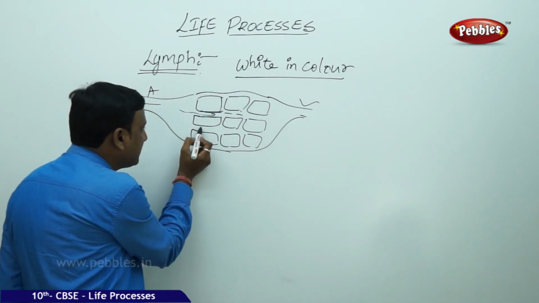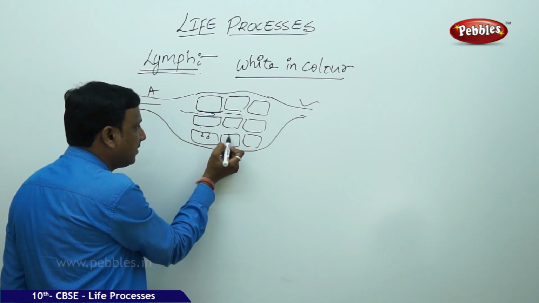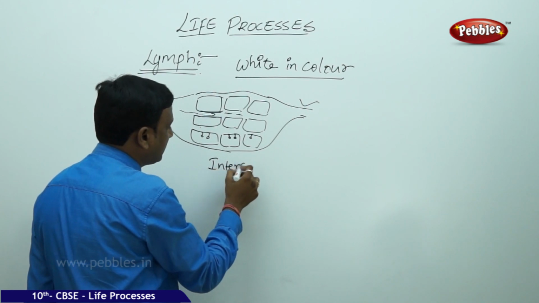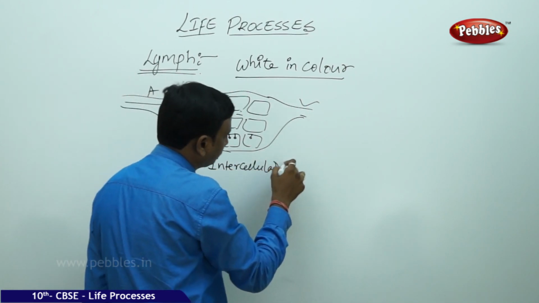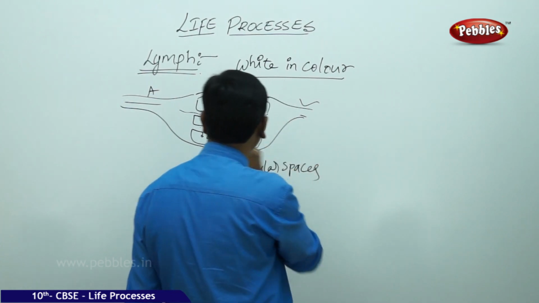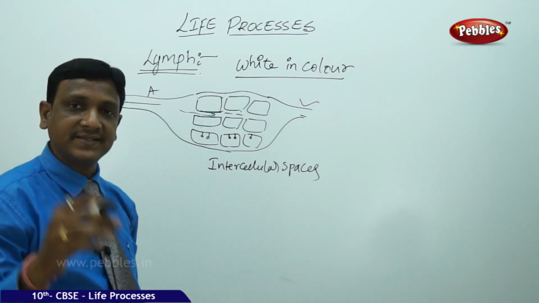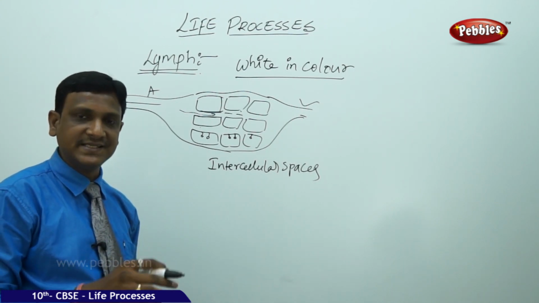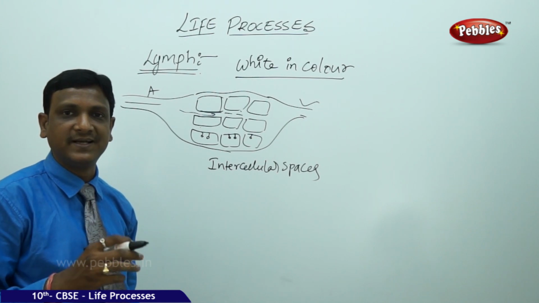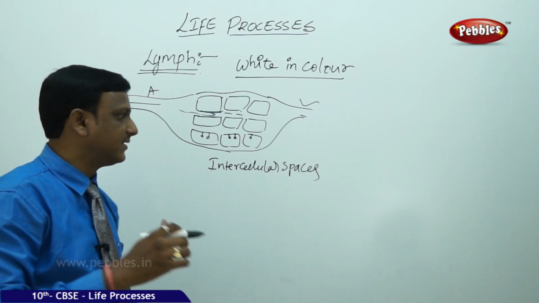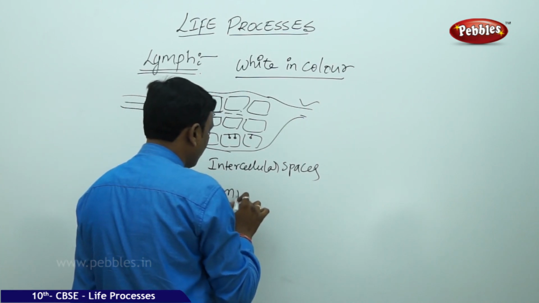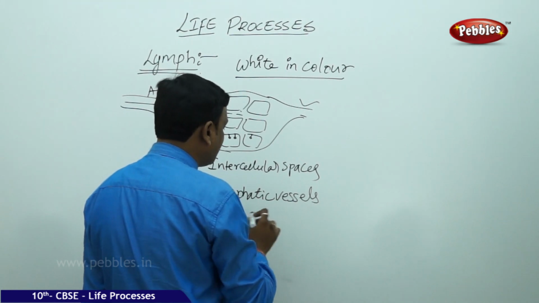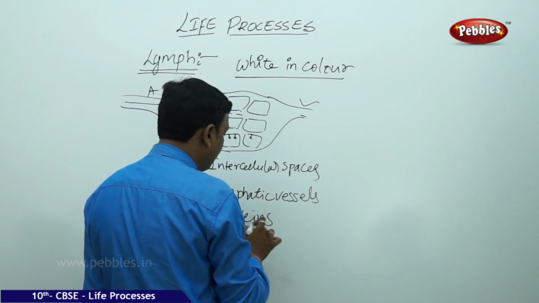So what happens? From these capillaries, some fluid, some plasma, escapes out into the intercellular spaces, the gaps between the cells. Into those spaces, some fluid has escaped from the blood. What is that fluid? Plasma. It contains some proteins. So this liquid forms lymph. So this lymph slowly passes into the lymphatic vessels, and it moves in the lymphatic vessels, and finally it drains into the veins. Again the lymph is poured into the veins.